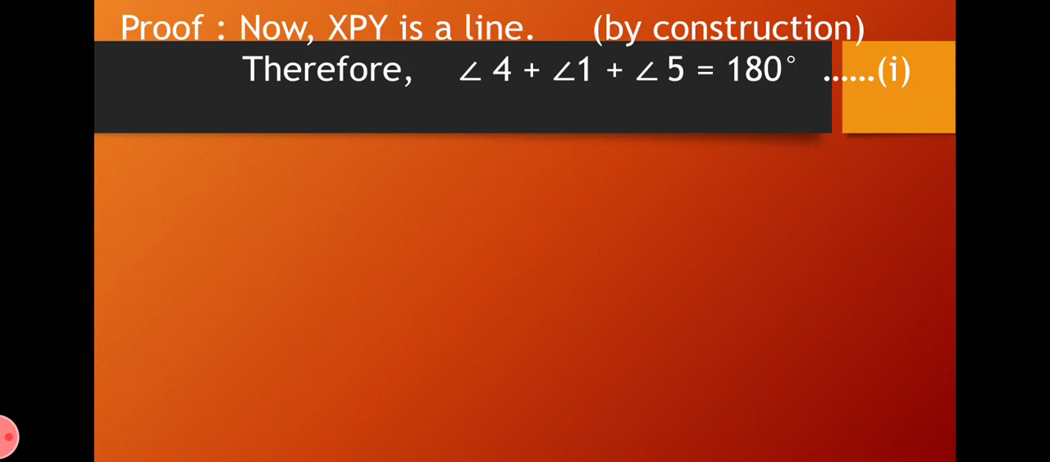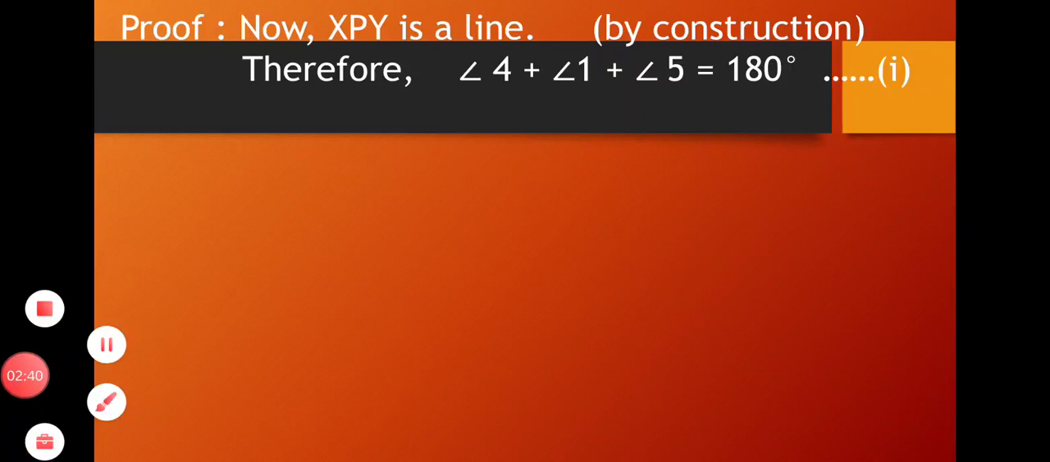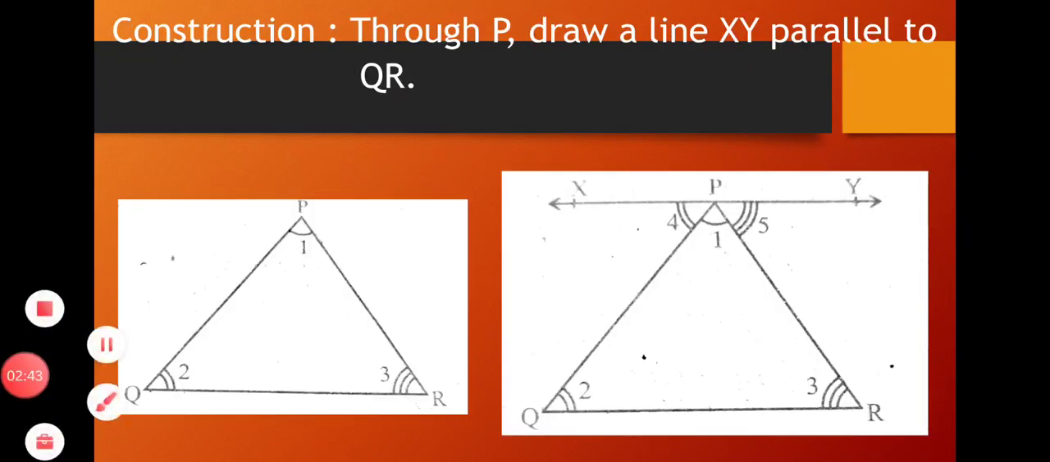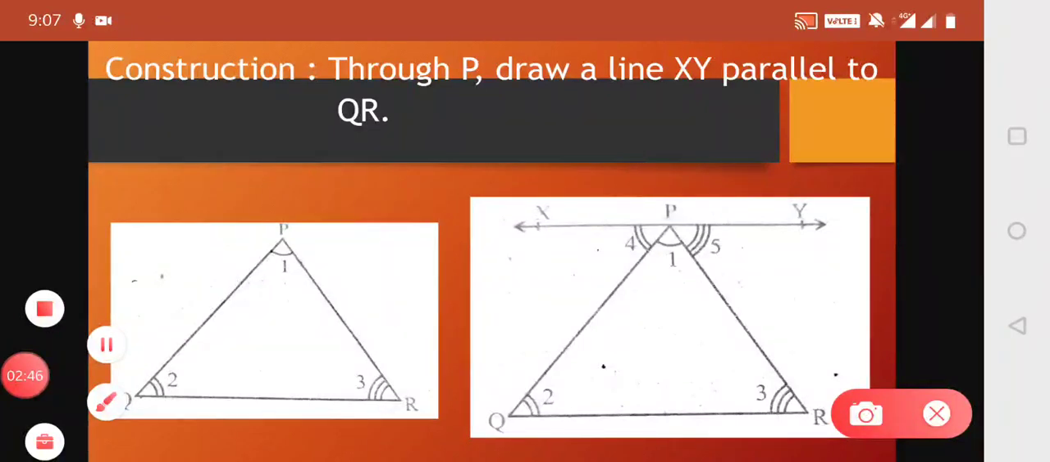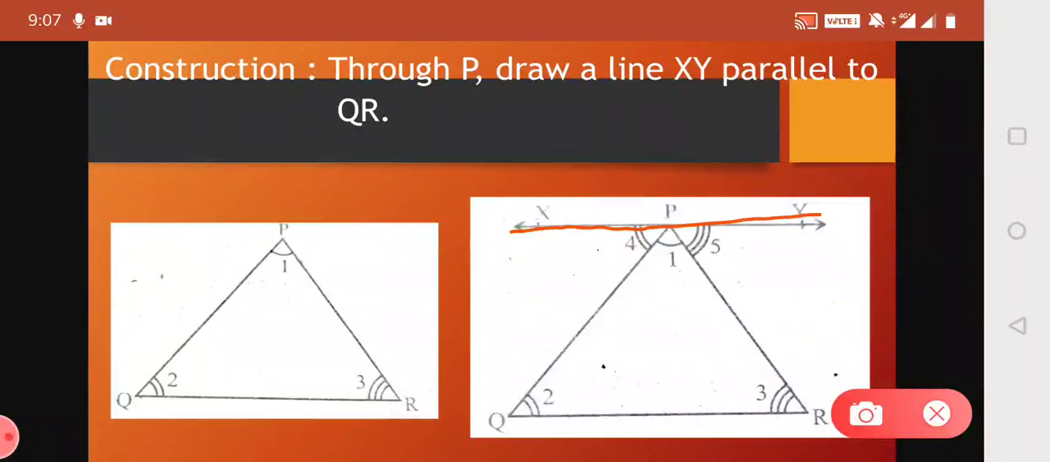Now, for the proof, XPY is a line which we have drawn by construction. Therefore, angle 4 plus angle 1 plus angle 5 equals 180 degrees. Call this equation number 1. Let's see in the figure the line we have constructed, XPY. A line means 180 degrees. So we get angle 4 plus angle 1 plus angle 5 equal to 180 degrees. This we get by the linear pair axiom.